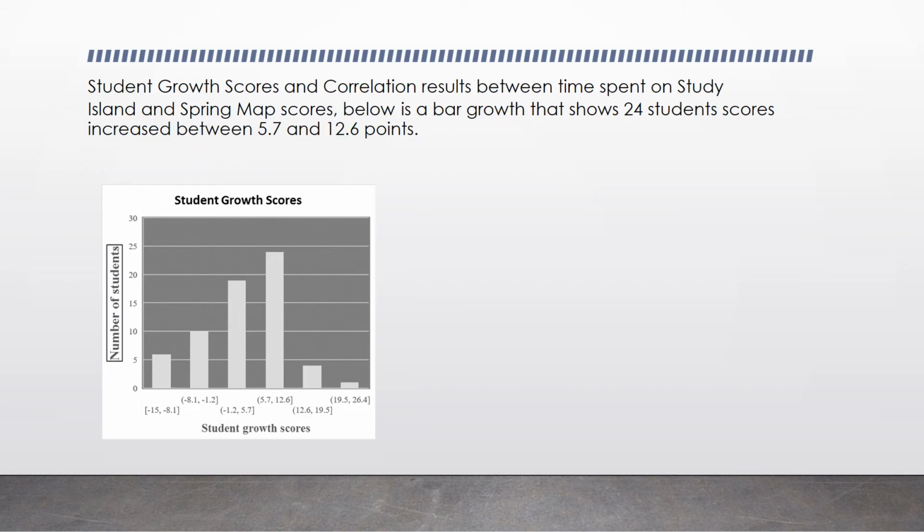Right here is a bar graph of the student growth scores. As you see, we had more students, around 24 students, whose scores increased between 5.7 points and 12.6 points. And then we had at least 18 students whose scores also decreased by a negative point. So overall, again, we have student growth.